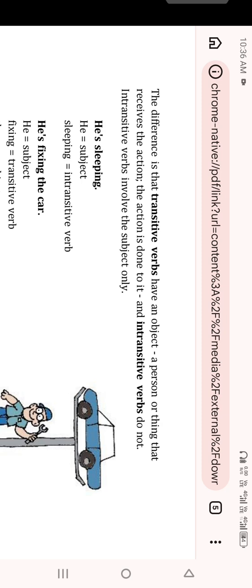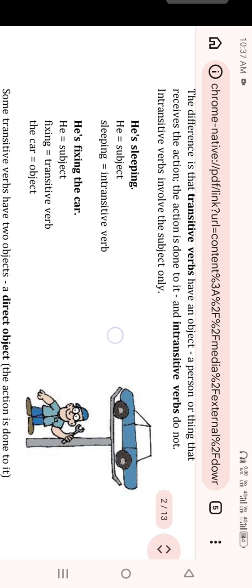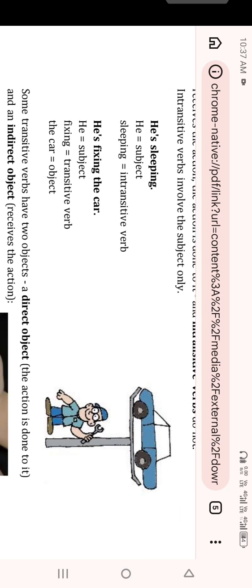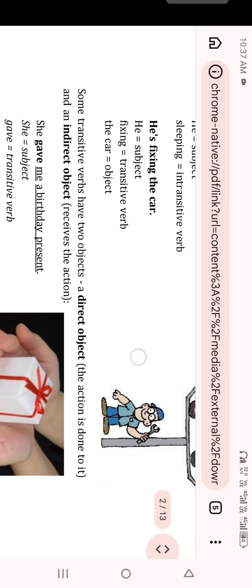Transitive verb वो होता है जिसको एक ऑब्जेक्ट की जरूरत होती है और ऑब्जेक्ट हमेशा एक पर्सन प्लेस या थिंग यानी नाउन या प्रोनाउन होता है जो उस वर्ब का एक्शन रिसीव करता है। The action is done to it। Intransitive verbs do not have this. Intransitive verbs involve the subject only. He is sleeping: he is the subject, sleeping is an intransitive verb. While here, he is fixing the car: he is the subject, fixing is the transitive verb and the car is the object.